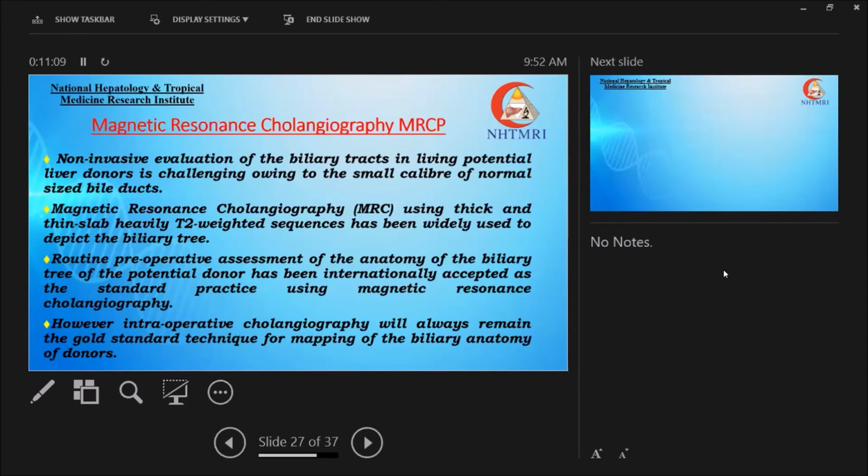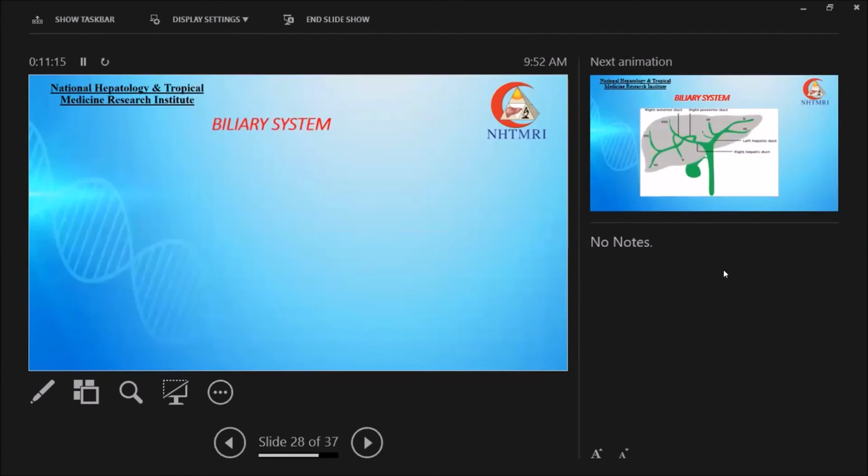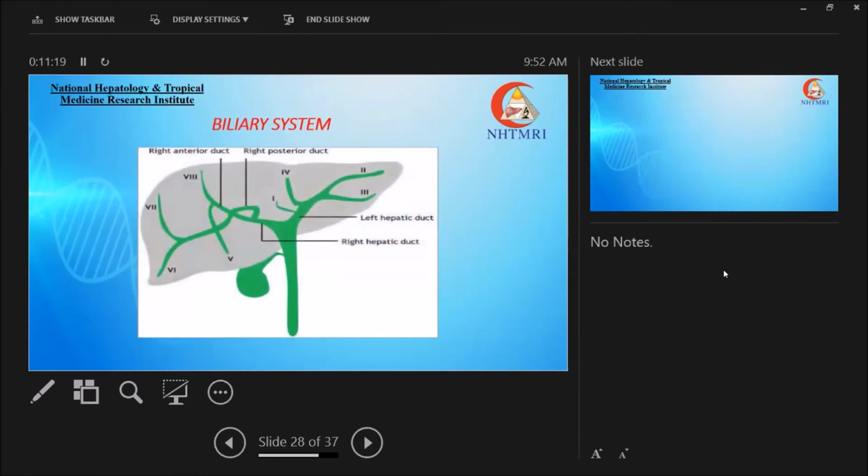However, intraoperative cholangiography will always remain the gold standard technique for mapping of the biliary anatomy of donors, and this is a technique that surgeons usually love to see during this procedure. This is a regular image of the biliary system, as you can see here.